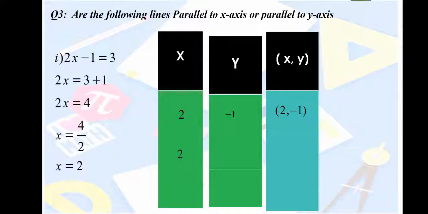Second row of x value is 2 and in the second row the value of y is 2. So here the ordered pair will be 2 and 2. The first 2 is representing the value of x and the second 2 is representing the value of y. Third row the value of x is 2 and third row the value of y is 3. So here the ordered pair is 2 and 3, where 2 is representing the value of x and 3 is representing the value of y. Now the ordered pairs are 2 and minus 1, 2 and 2, 2 and 3.